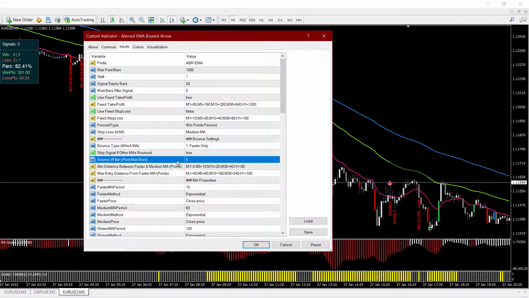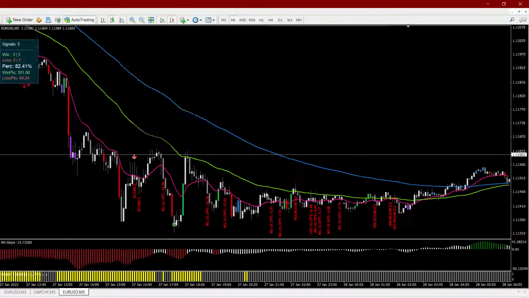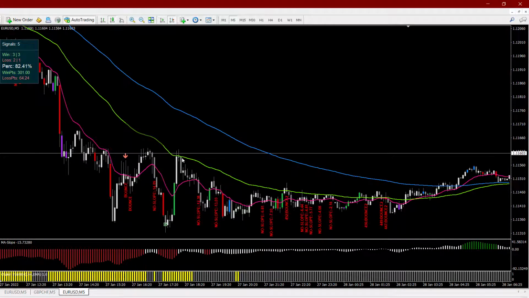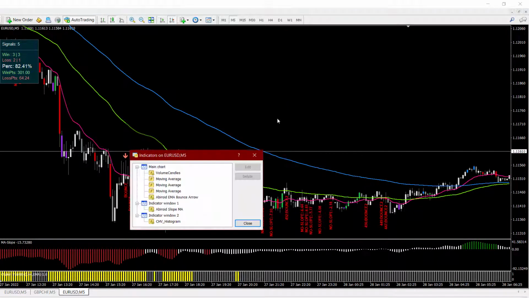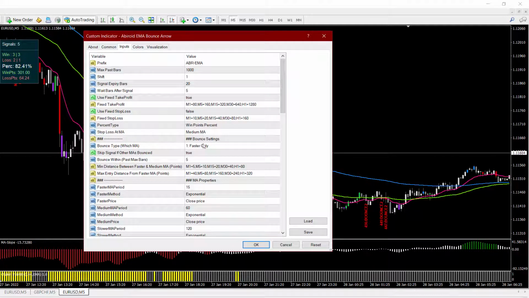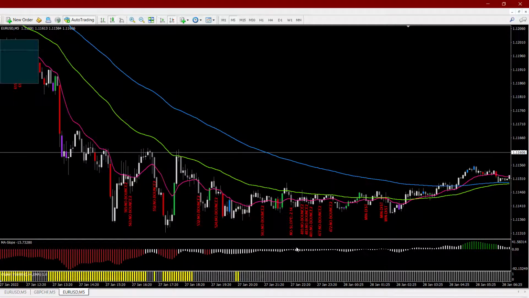and bounce within 5 bars. So this means that once price goes above, and if you have these two, medium as well as faster MA checked, then suppose price has crossed the medium and within 5 bars it should also cross this faster MA. So only then that particular bounce will be considered. Let me show you. Let me set this to faster and medium and OK.